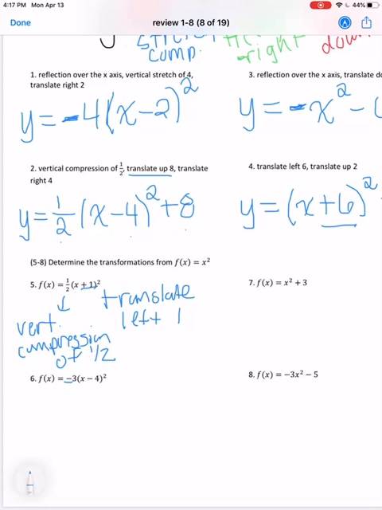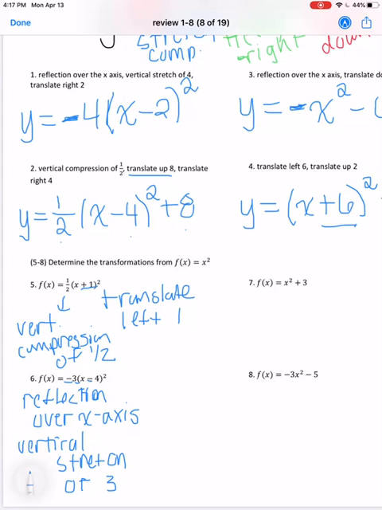All right, number 6, we have a negative out front first, so that is a reflection over the x-axis. Make sure you know it's x and not y. Then that 3, so 3 is bigger than 1, so that is a vertical stretch of 3. And then minus 4 inside the parentheses. You want to, again, think opposite, so that translates it to the right 4. And there's nothing at the end, so we have nothing moving it up or down. All right, number 7, we just have one thing, plus 3. That's not inside the parentheses, so that's just a translation up 3. And that's all number 7 is doing.